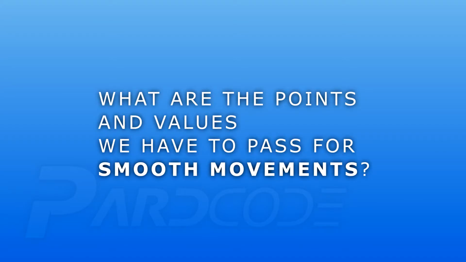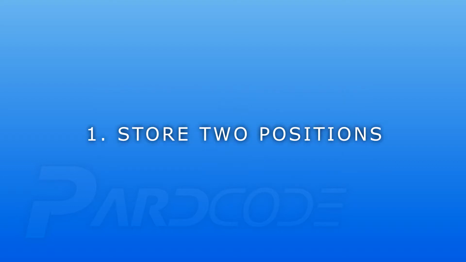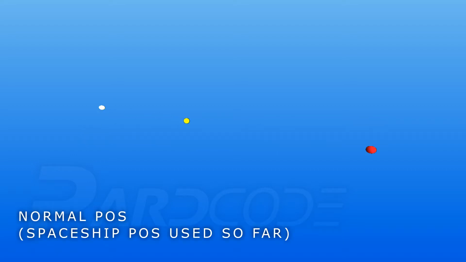But now, what are the points and values we have to pass to the lerp function in order to create smooth movements? We have to proceed in this way. We need to calculate and store two positions. One is the normal position we already have, whose movement is the following. Let's substitute the point with the spaceship.